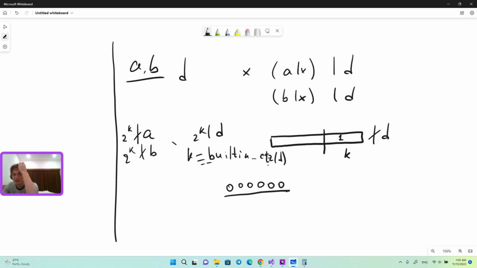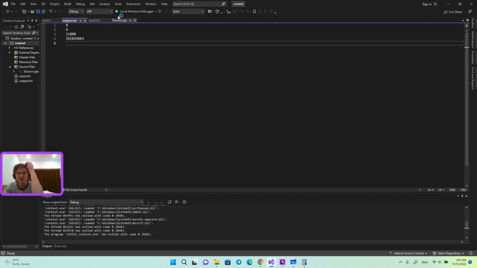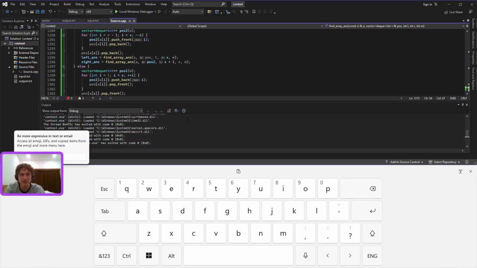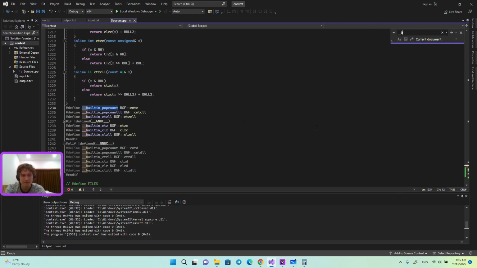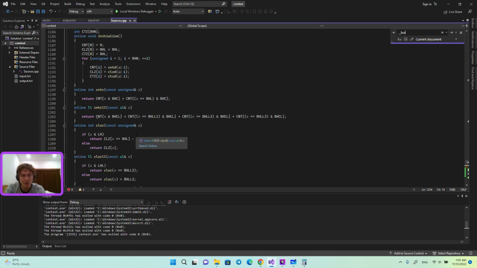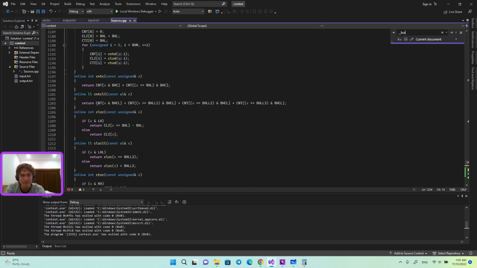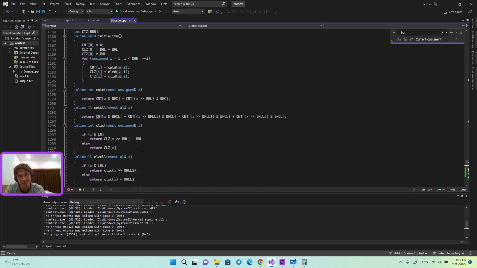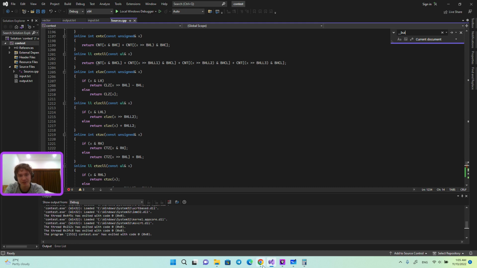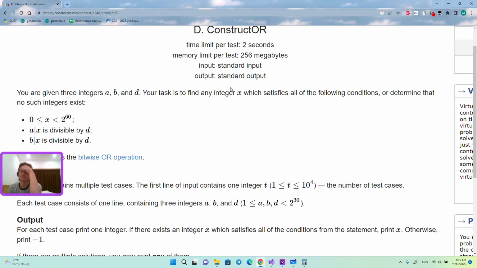You can Google this function. This is a GNU intrinsic, so it doesn't work on Visual Studio, but I just wrote this function by myself. I had to. So you can see that I actually wrote all these functions for Visual Studio. So they work quite fast in O of 1 time, not in logarithmic time.